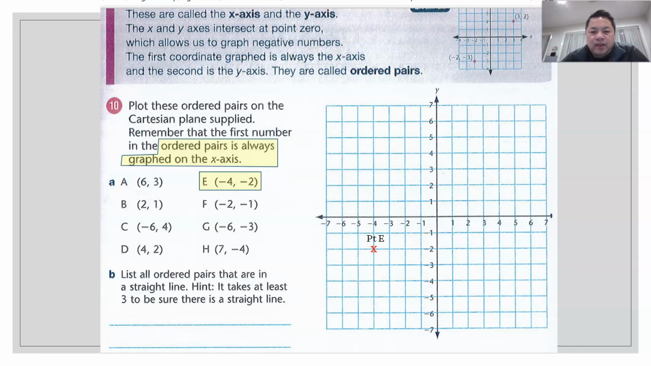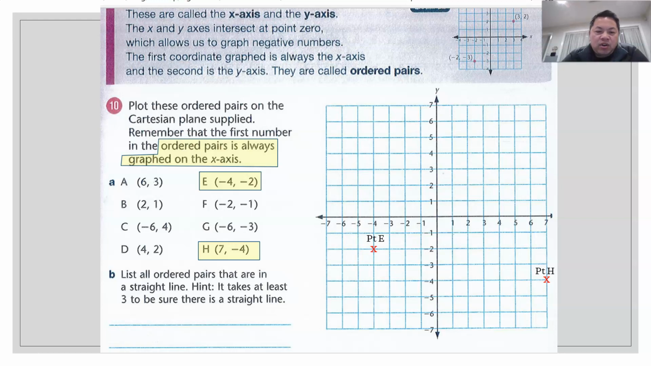Then from there, let's say H. Where is 7, minus 4? Let's look at 7 on the x-axis, which is here. Minus 4 is here. So the point is over here, and I call it point H. Remember to complete the rest.